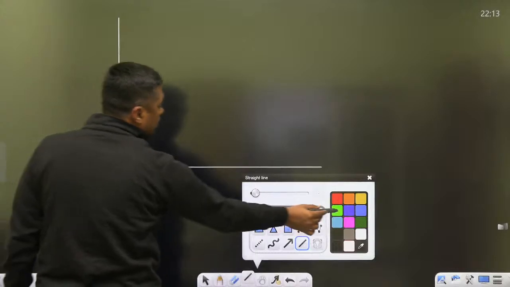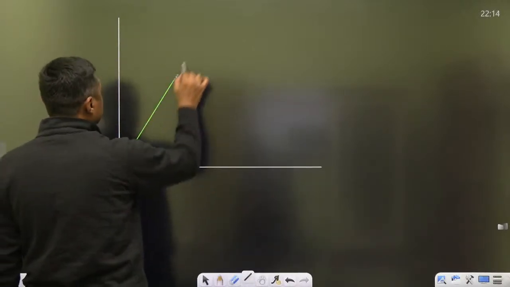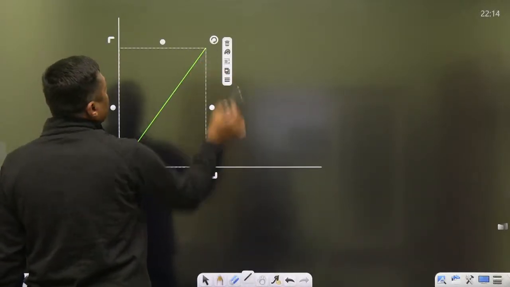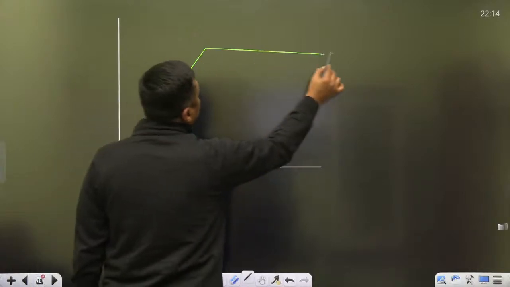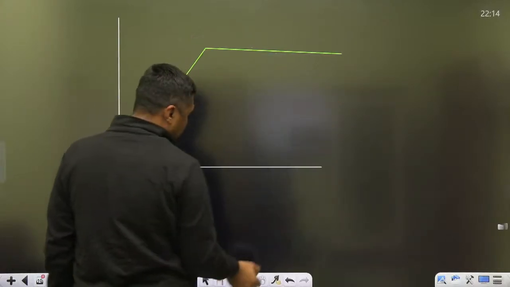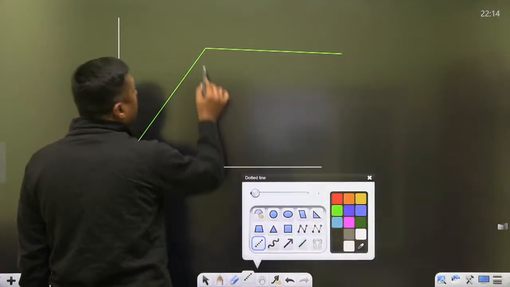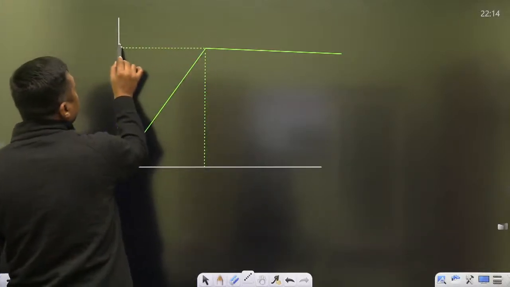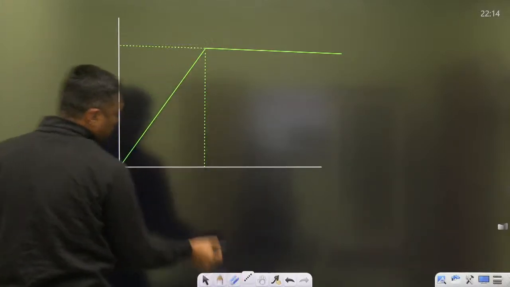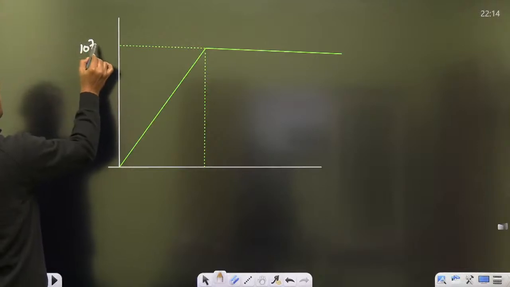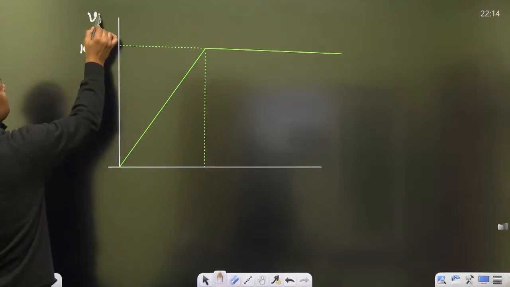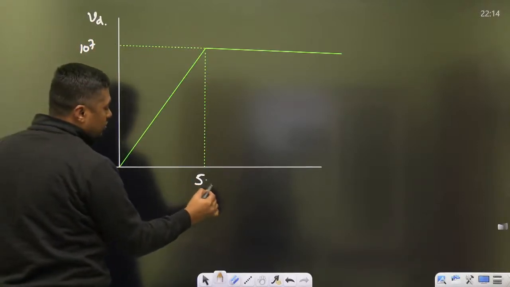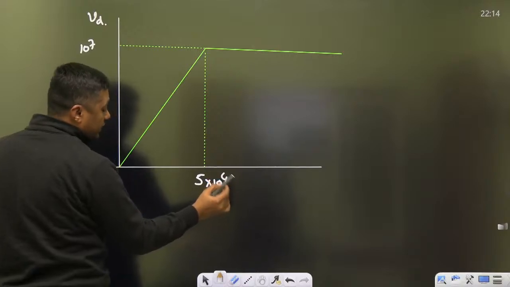This is the given curve. After that it is saturated. So at which point is it saturated? And what is the saturated drift velocity? 10 to the power 7. Right? And that is 5 into 10 to the power 4.